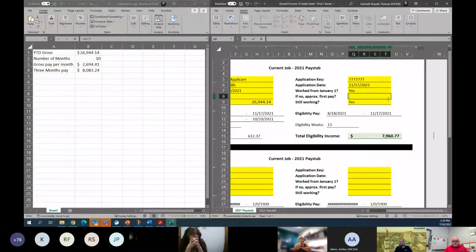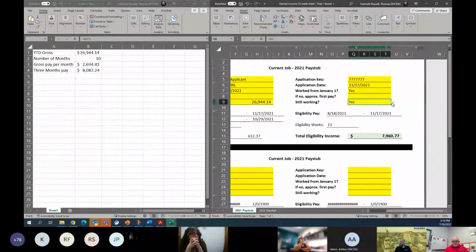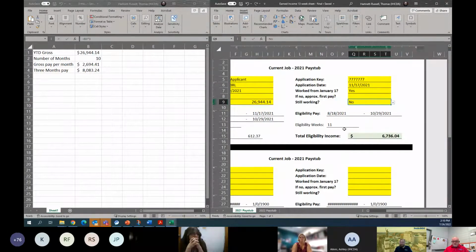If, on the other hand, they're no longer working and that 1029 pay stub was their last pay stub, then we can say, no, they're not still working. We know that they have 2 weeks without pay. That actually lowers their average weekly to $612.37 and makes their total eligibility income for that 11-week period $6,736.04.